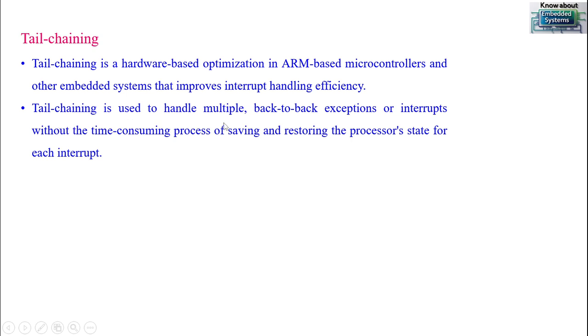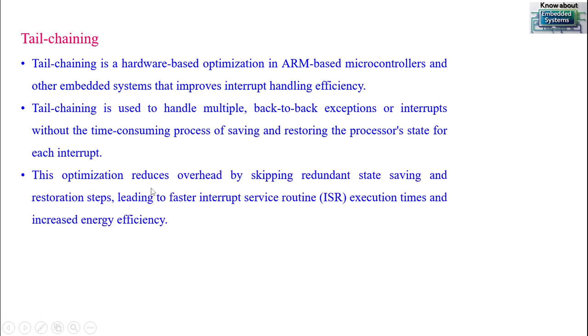Tail chaining is used to handle multiple and back-to-back exceptions or interrupts without consuming the time of storing and restoring the context. So we don't continuously store and restore the context of the processor. That is called tail chaining, and with the help of this, we are going to reduce the execution time so that our complete application will run much faster, leading to faster interrupt service routine execution and increased energy efficiency as well. So this is why we require tail chaining in our embedded system.